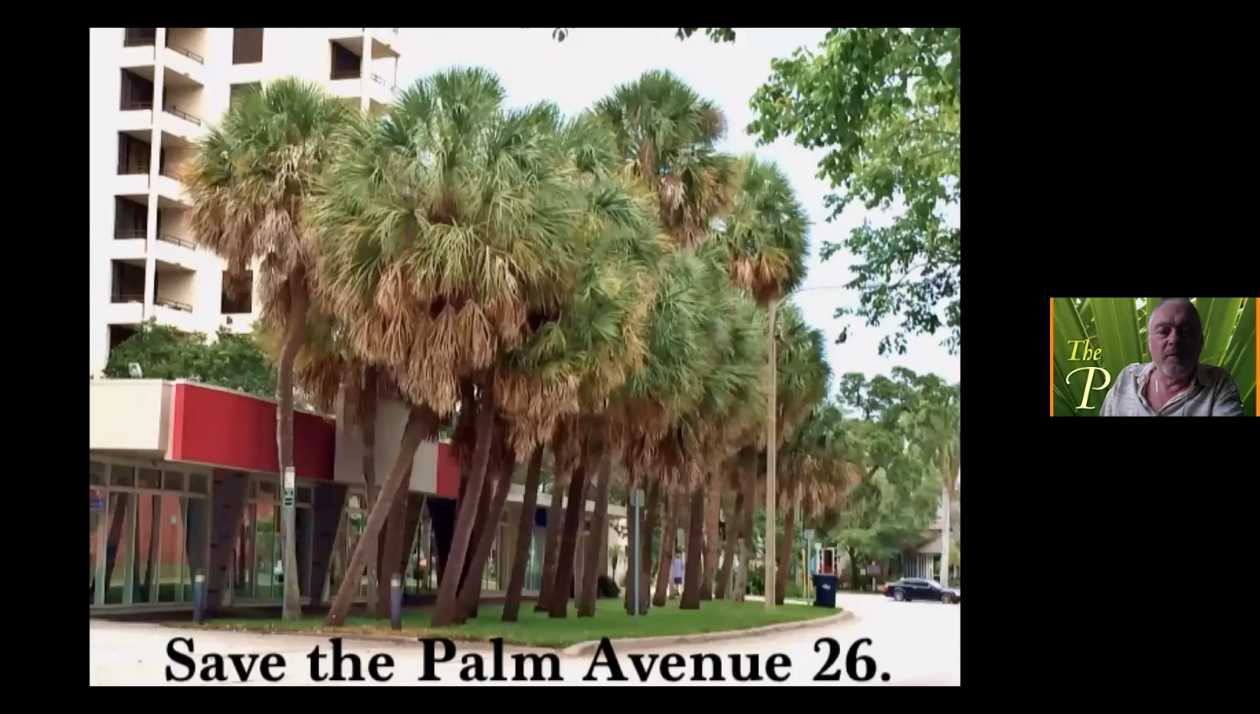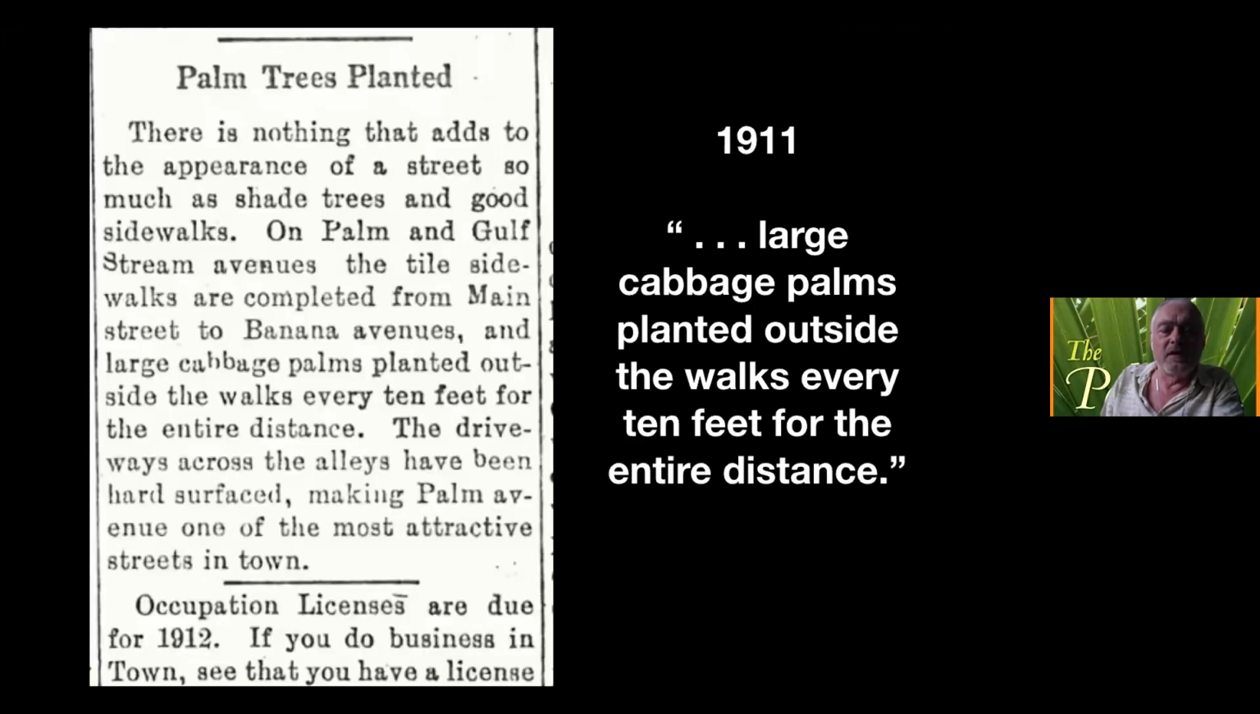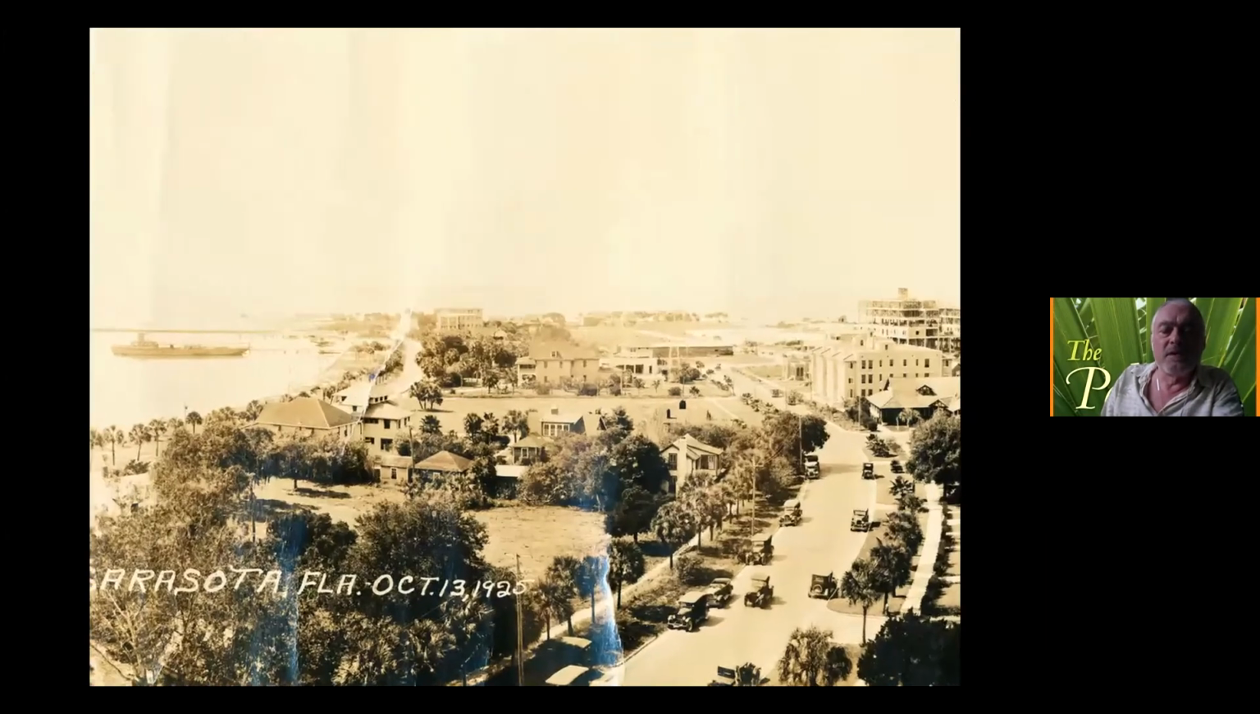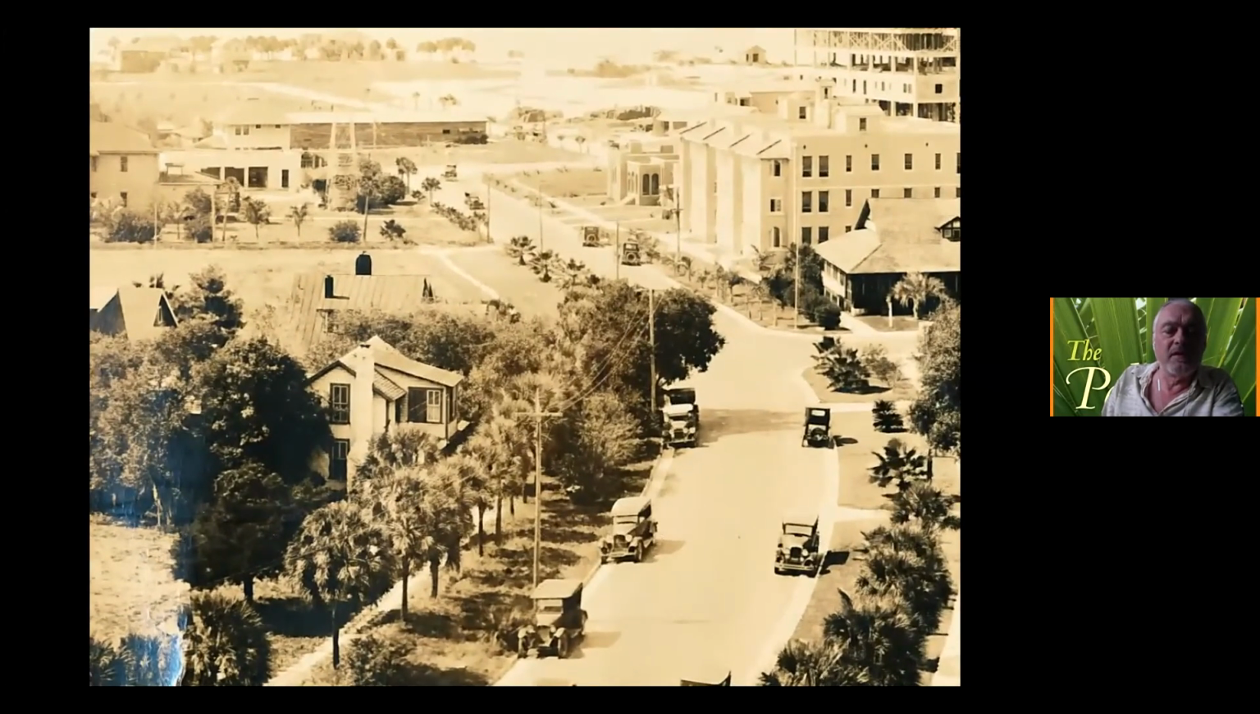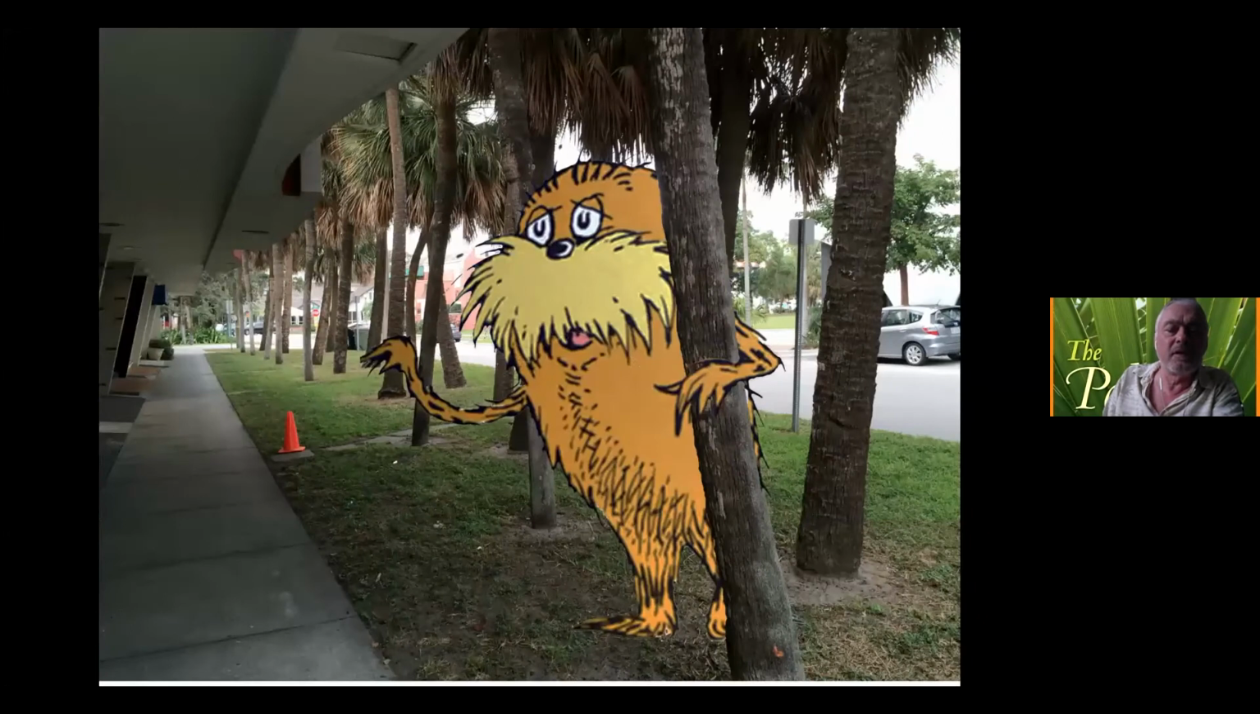Some of the most famous palms in Sarasota are the Palm Avenue 26. These trees were all going to be cut down and sent to the landfill. And we eventually found out that 6 of them had actually been planted in 1911. They were older than the city of Sarasota itself. And here's a picture of those trees from the 20s. So they've been providing good service for more than 100 years. They're the oldest landscape trees in downtown Sarasota.